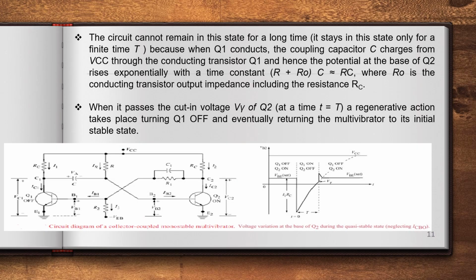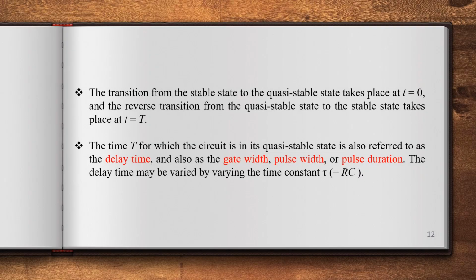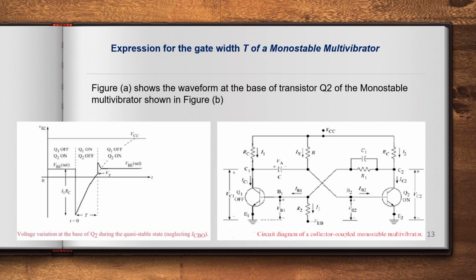When t equals capital T, the circuit comes back to its original state. At t equals 0, it enters into the quasi-stable state, and at t equals capital T, it comes back to its stable state. Let us derive the expression for this capital T. So this is the waveform at the base of transistor Q2 of the monostable multivibrator, which is shown in this figure.